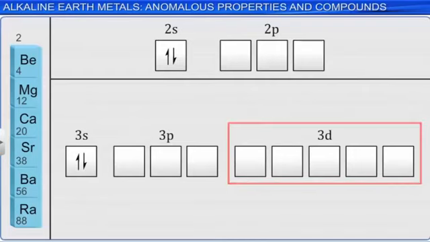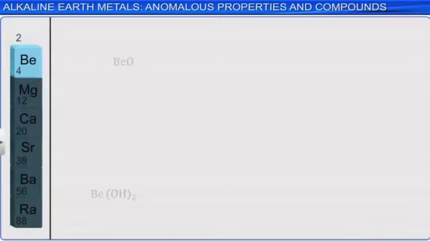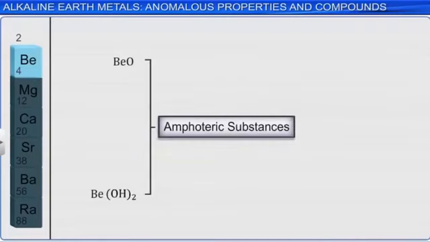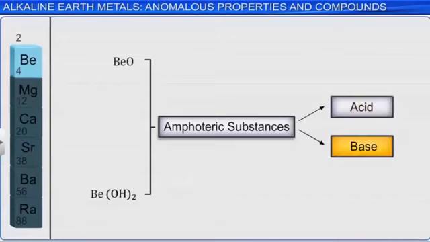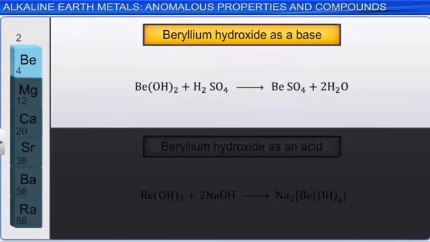Beryllium oxide and beryllium hydroxide are amphoteric substances, meaning that they can act as both acids and bases. For example, the first reaction shows beryllium hydroxide acting as a base, neutralizing sulfuric acid. The second reaction shows beryllium hydroxide acting as an acid to form the complex ion beryllate.